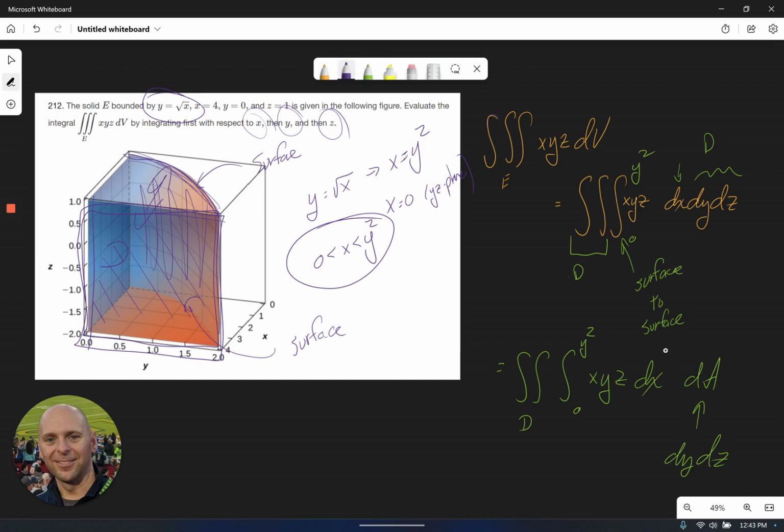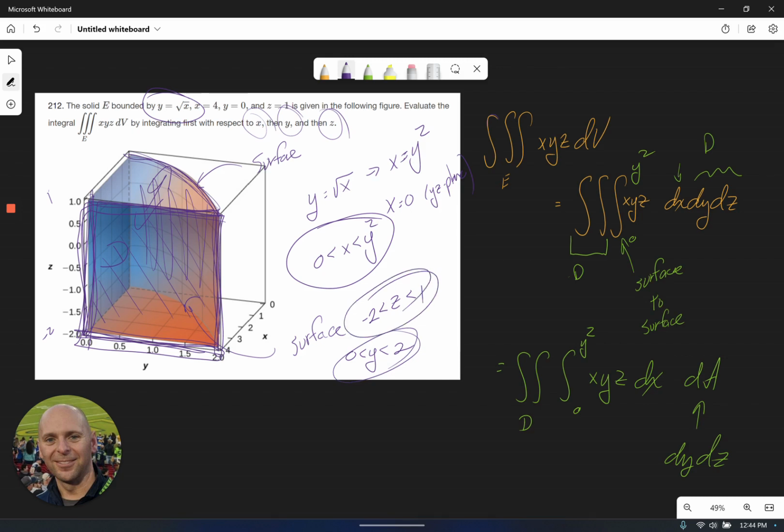We're looking at the region D, which is again this vertical plane here. And we can see across the line here at the bottom, we've got y going from 0 to 2. And vertically we can see that z goes from -2 to 1. So -2 less than z less than 1. So now I've got my bounds for y and my bounds for z.